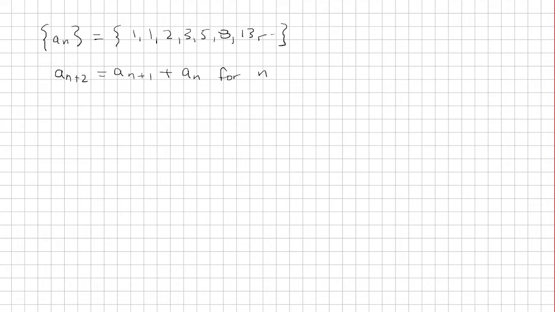We have the Fibonacci sequence a sub n, defined as 1, 1, 2, 3, 5, 8, 13, etc. And we can write this as a recursive relation. So we'll say the n plus second term is the sum of the n plus first with the nth term. And this is for values n greater than or equal to 1.